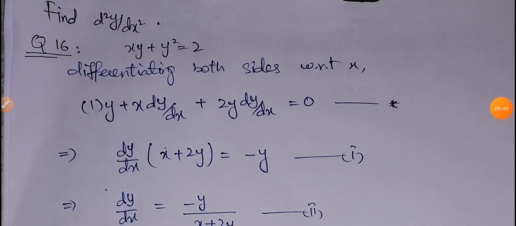Now in the next part of the question we have to find d squared y by dx squared, that is the double derivative or the second order derivative. So here we have question number 16: xy plus y squared is equal to 2. Obviously this is an implicit function, so we are going to apply the technique of implicit differentiation.